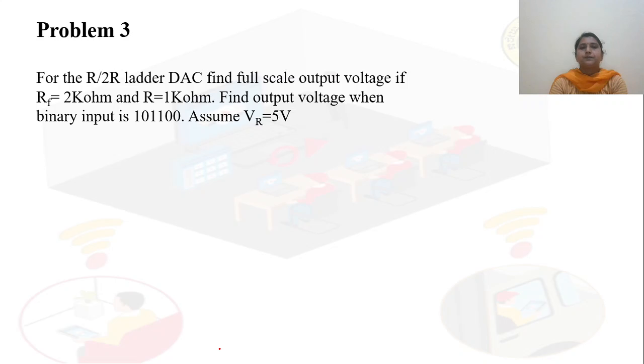Problem number 3. For the R by 2R ladder DAC, find full scale output voltage if RF is equal to 2 kilo ohm and R is equal to 1 kilo ohm. Find out voltage when binary input is 101100. Assume VR is equal to 5 volt.